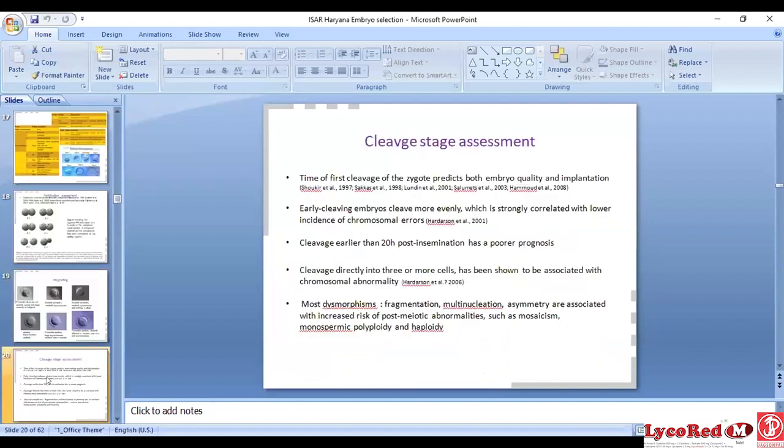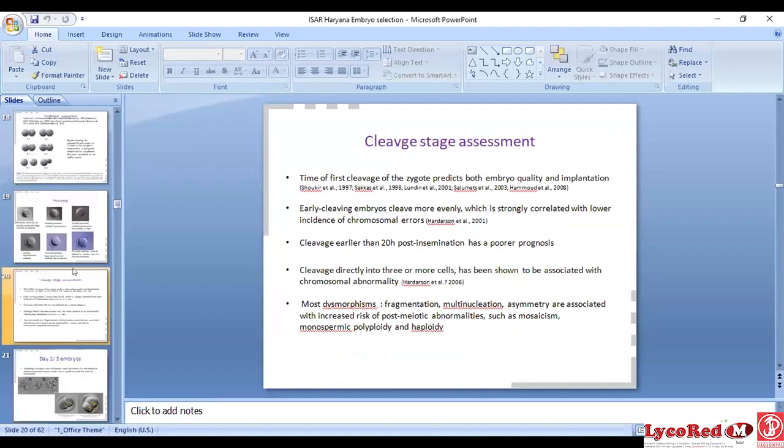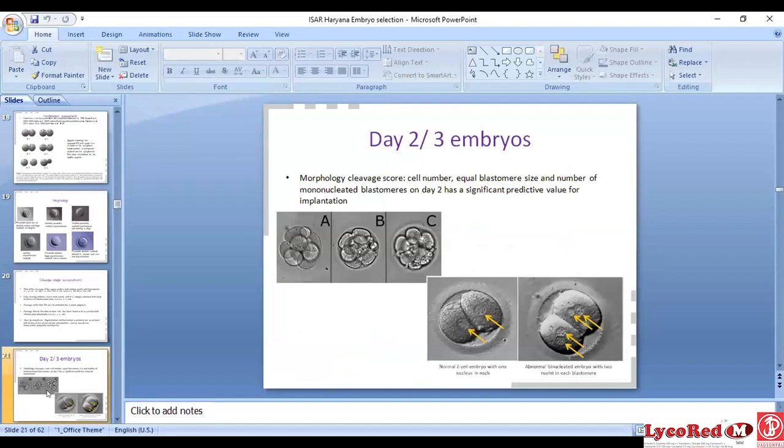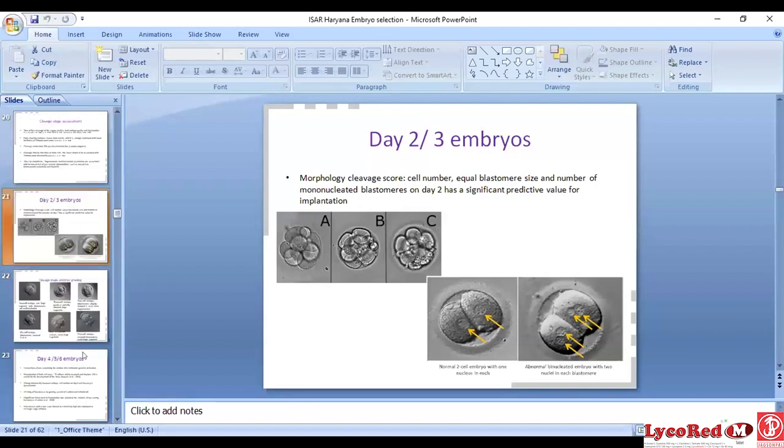So now coming to the cleavage stage assessment. Cleavage stage, we check either on day 2 or day 3, but mostly we are not disturbing the embryos. We are checking until day 3 only. So on day 3, when we check the embryo, what do we check? We check the degree of fragmentation and the equality of the blastomeres. So if the blastomeres are equal and there is no fragmentation, it will be graded as a grade A embryo, which is there in the picture, like 1. And we see multinucleation also at this stage, when it is a day 3 embryo.